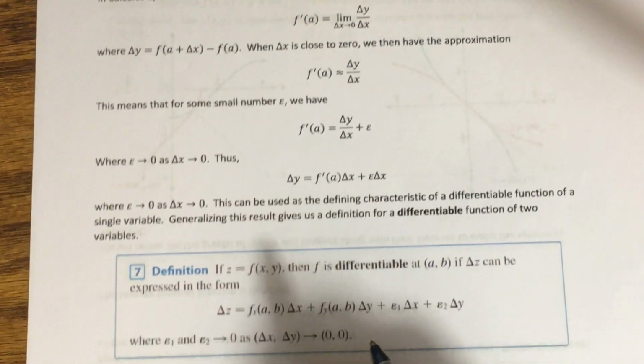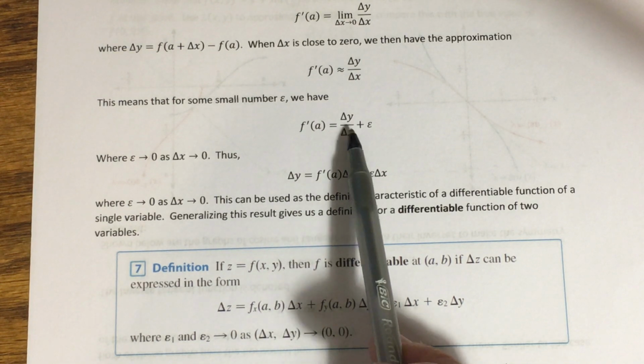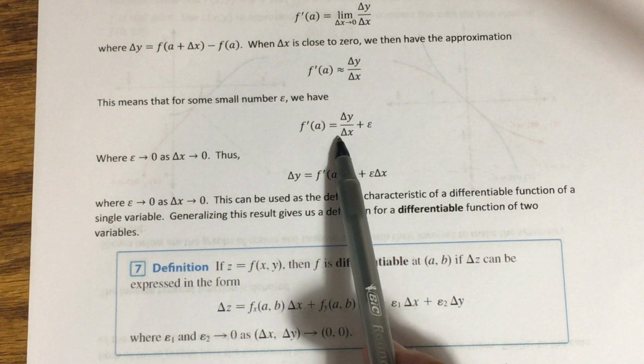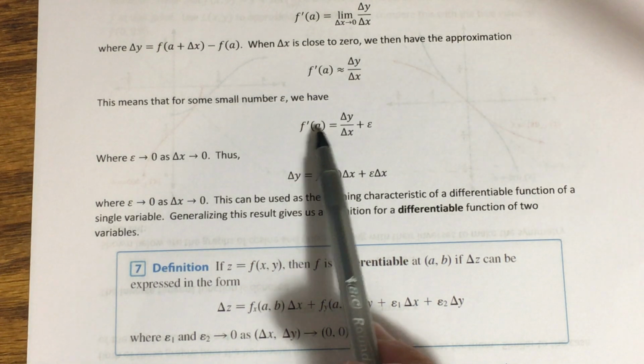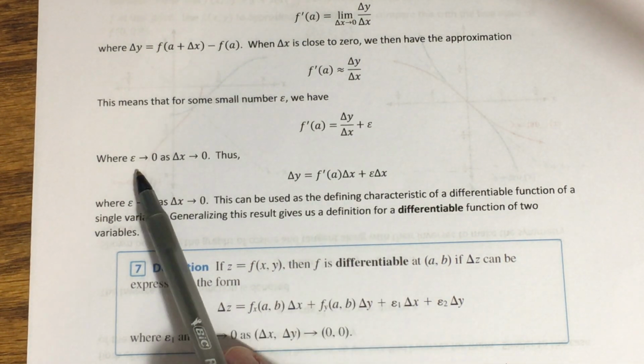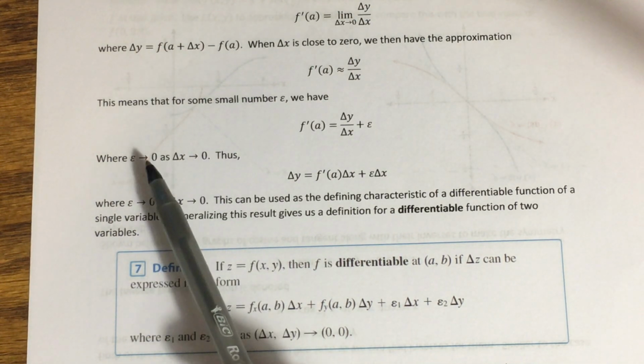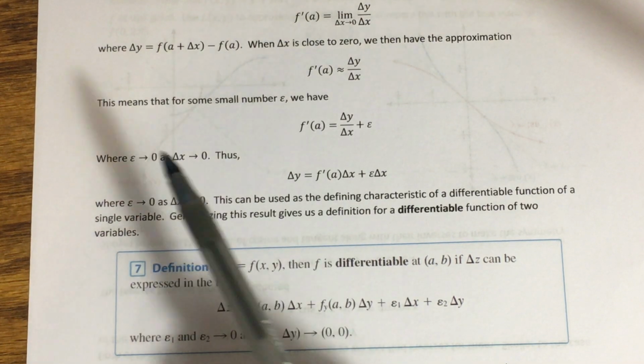Okay? Now, we know that if you let delta x go to 0, then delta y over delta x should be exactly equal to f prime of a, which means as delta x goes to 0, this error term should also go to 0. There should be no error once we take the limit, right? So this is an important part of this.